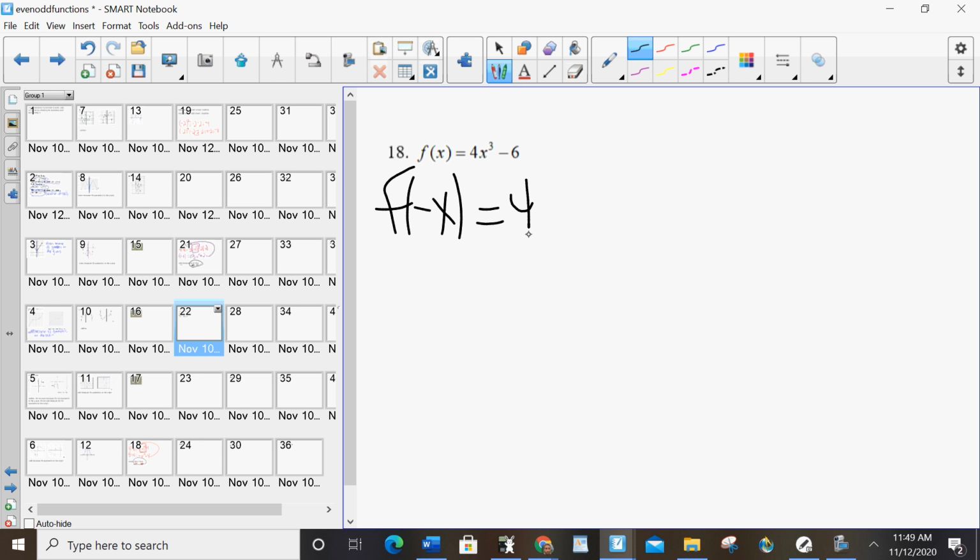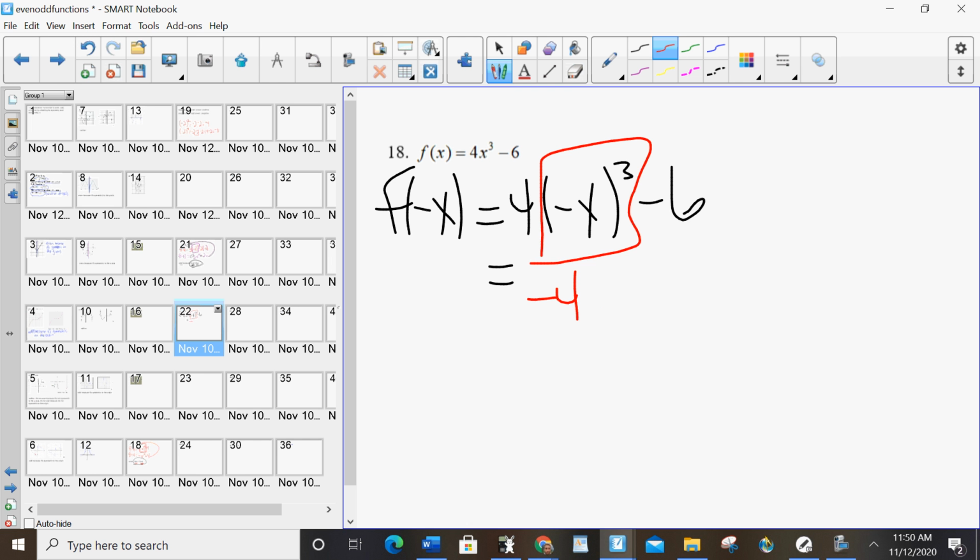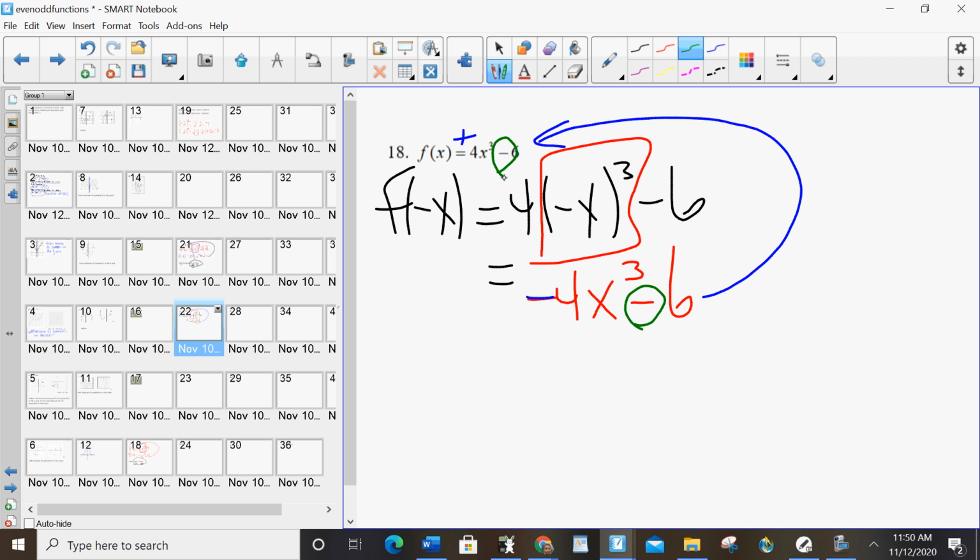18. Substitute negative x. Negative to an odd power is negative. So this whole thing becomes negative 4x to the third. Minus 6, there's nothing to substitute in, so that doesn't change. Compare it to the original. If it's exactly the same, it's even. Is it exactly the same? No. This one has a positive 4x, this one has a negative 4x. Is every sign different? No. This has a minus 6, and this also has a minus 6. So because it's not exactly the same, and because everything isn't different, we say that it is neither.